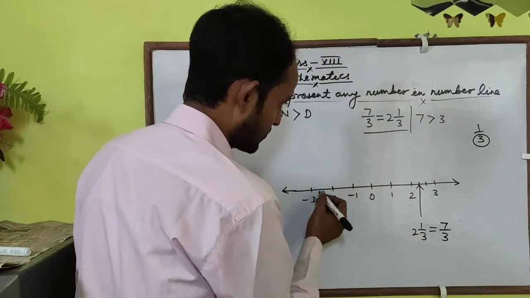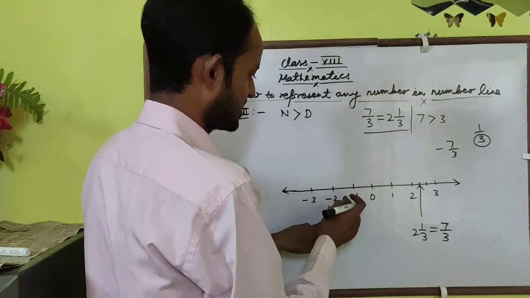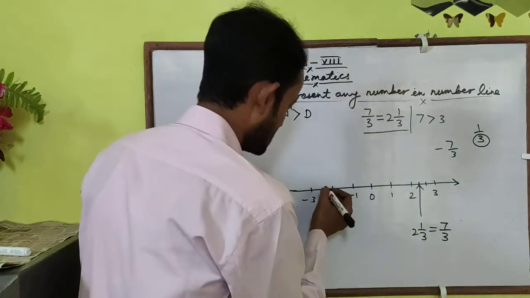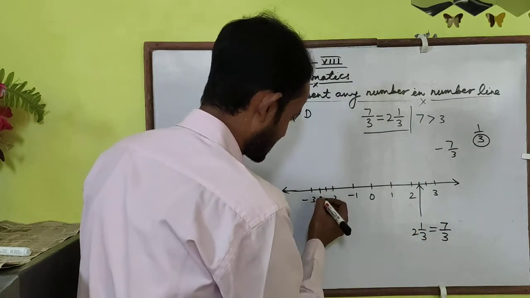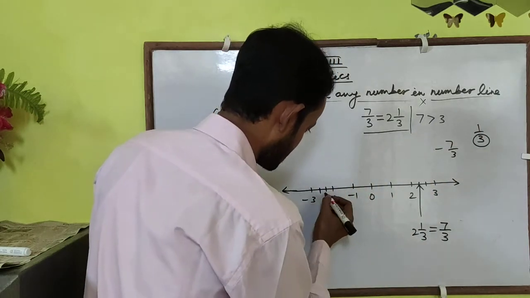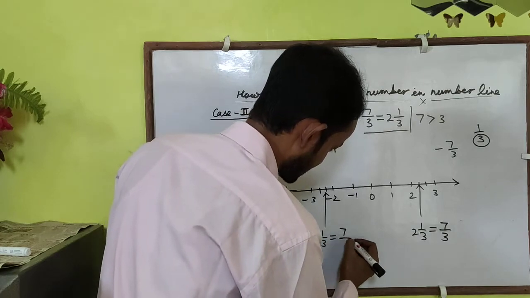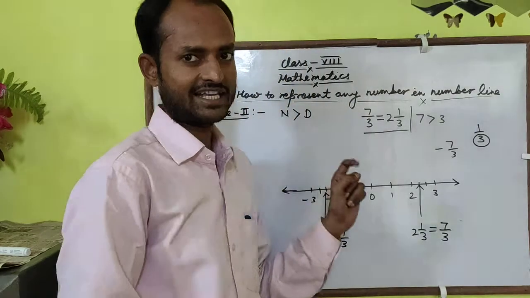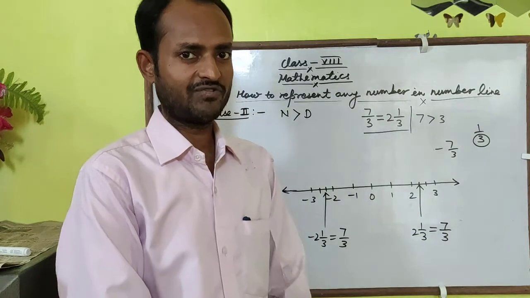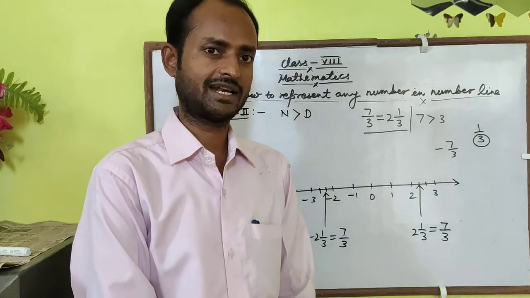Similarly, if we consider minus 7 by 3, it means 2 complete parts, and between 2 and 3 we have to take 1 by 3. Divide it into 3 equal parts and consider the number of equal parts as 1. It means this is our minus 2 whole 1 by 3, or minus 7 by 3. This is the last case. I hope, students, you are understanding very easily. In the next video, till then, bye.